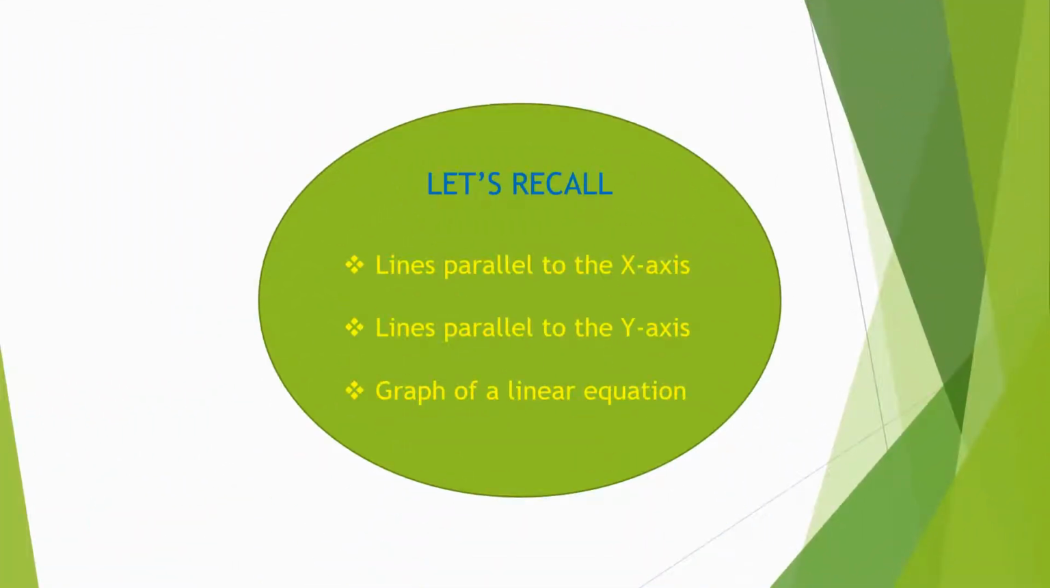Let's recall what we studied in the previous module. First, the equation of a line parallel to the x-axis is in the form y equal to b. Second, the equation of a line parallel to the y-axis is in the form x equal to a, and the graph of a linear equation is a straight line.